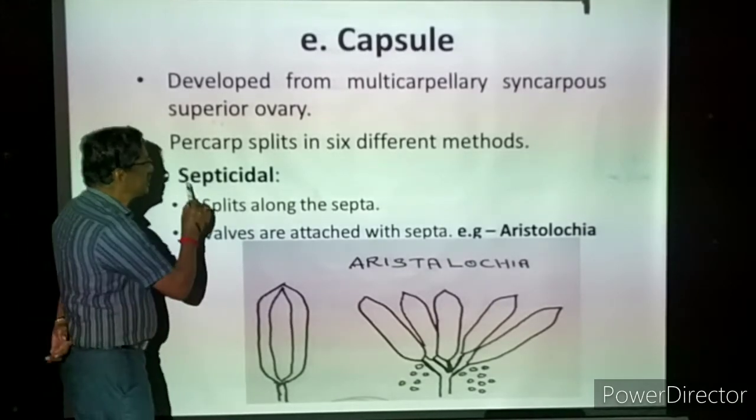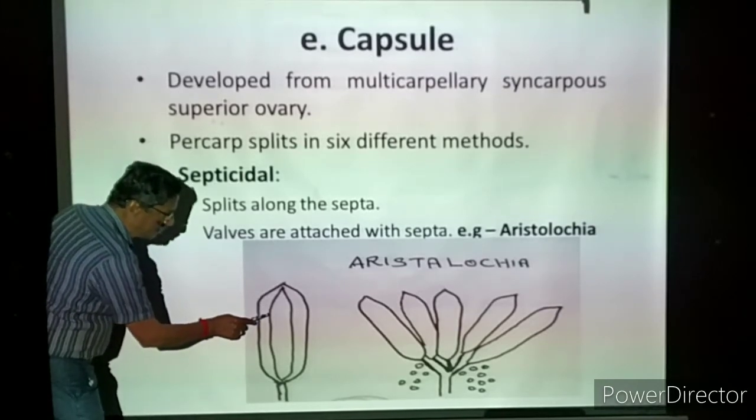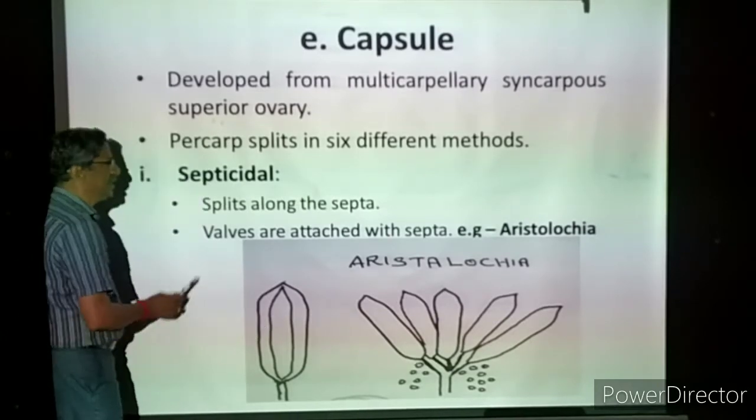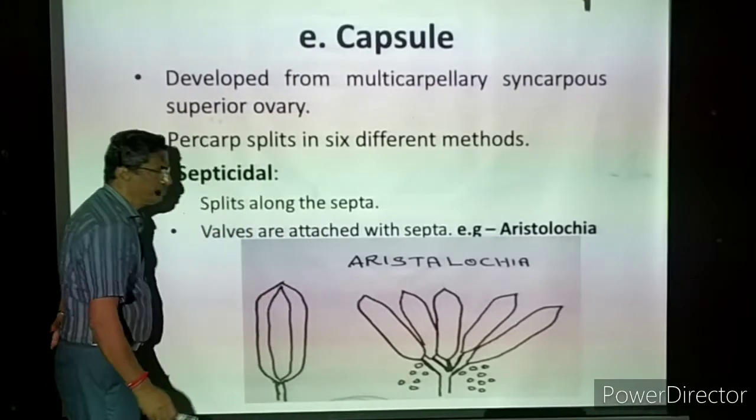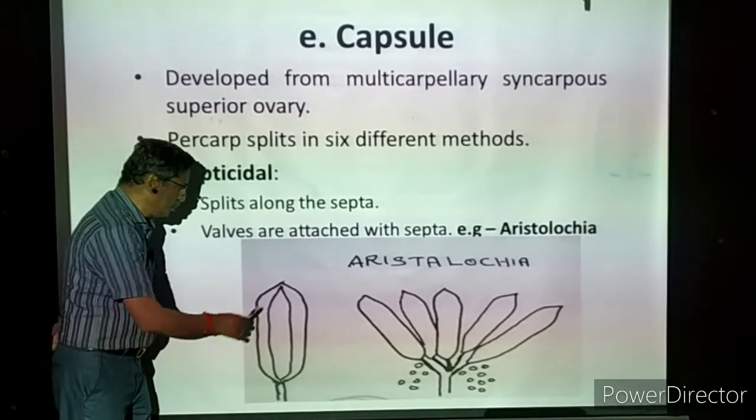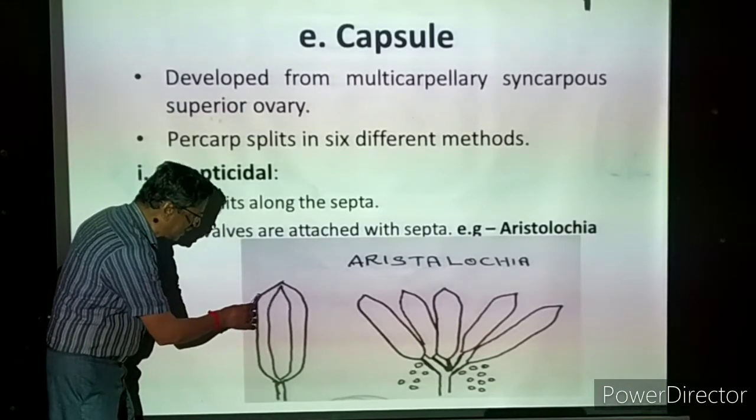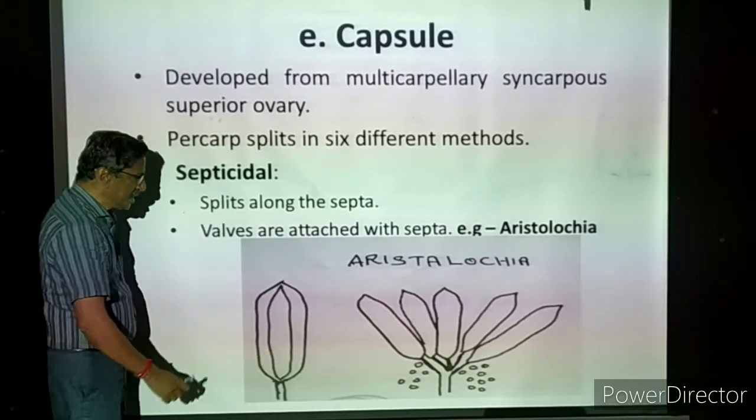Okay, so now to take the septicidal, we know what the septum is. It is there in the corner. And the valve is the flattened surface. The septicidal splits along the septa, septum singular, septa plural. So when the fruit is bursting, wherever the line is drawn, the corners are there. In the corners the splitting, the dehiscence, is taking place.